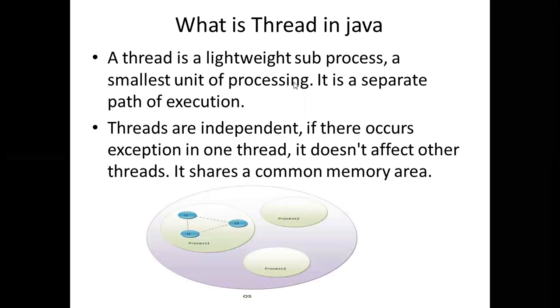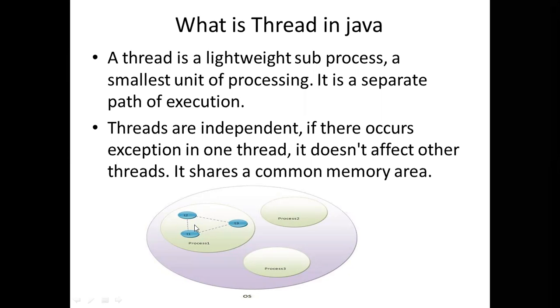Now, what is a thread in Java? A thread is a lightweight subprocess, and it is the smallest unit of processing. It is a separate path of execution. Like we have different processes over here: process one, process two, and process three. A thread works within a single process. That's why in the previous slide we discussed that at least one process is required for a thread.